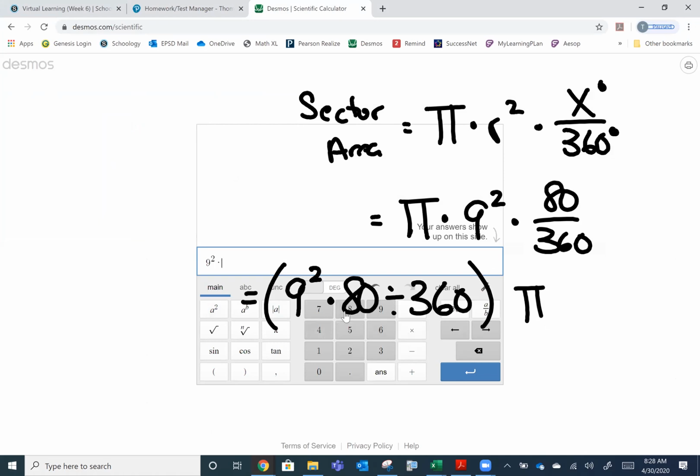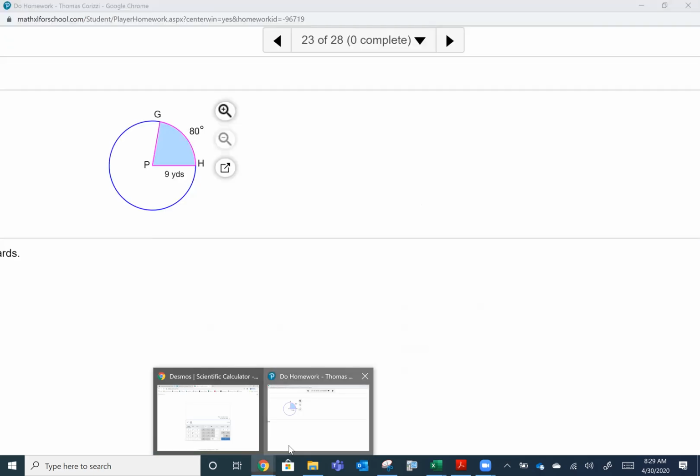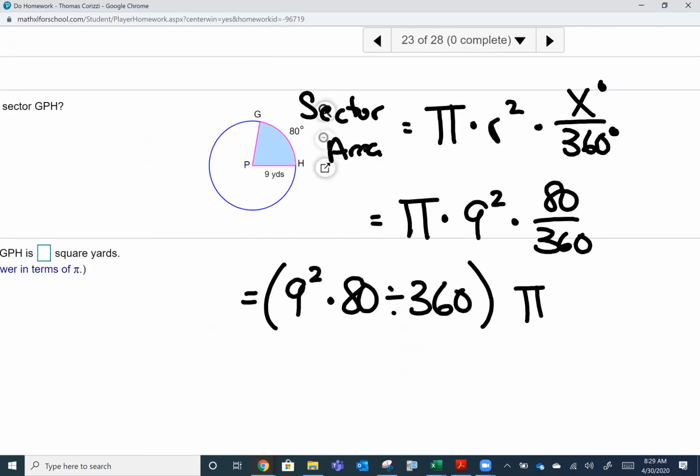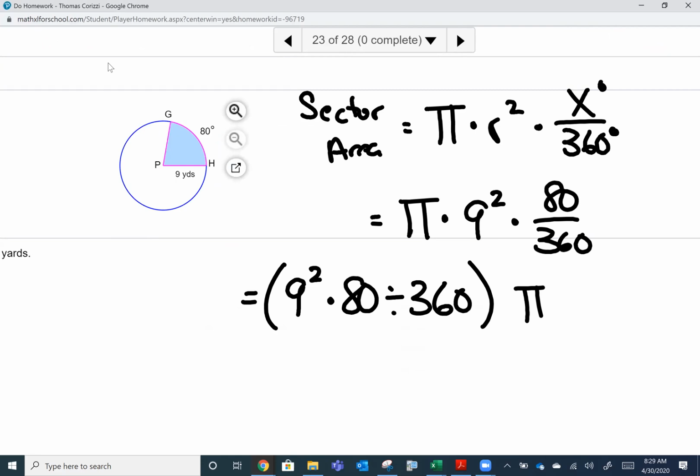And then if I plug this in, 9 squared times 80 divided by 360. Oopsie. Go back. Divided by 360. I get an answer of 18. And then I just slap a pi at the end of it. So your answer, when you plug this in to the problem, is 18, and then you put a pi symbol next to it.